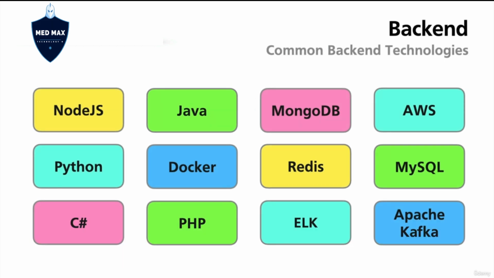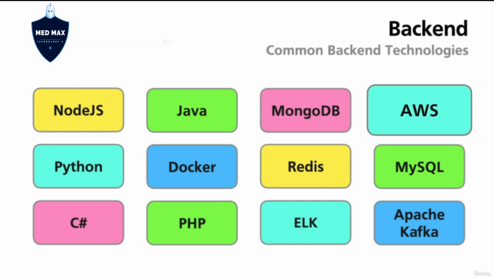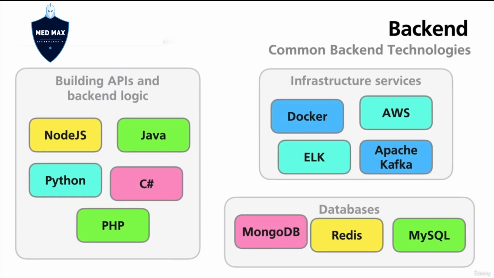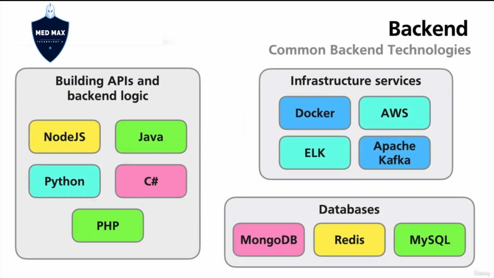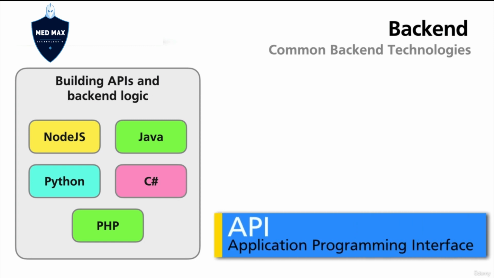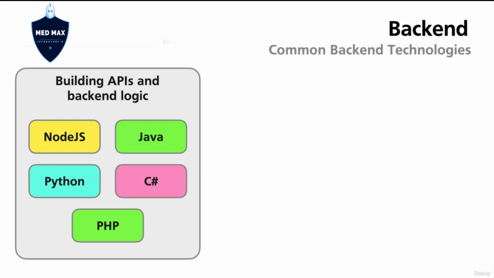And all of those parts of the backend could be running using Docker and Kubernetes in the cloud provided by Amazon, which offers Amazon Web Services. Those backend parts could be combined into three different groups. The first group is a group of programming languages such as Node.js, Java, Python, or C#. Programming languages are used in order to build APIs, application programming interfaces, and actual backend logic.